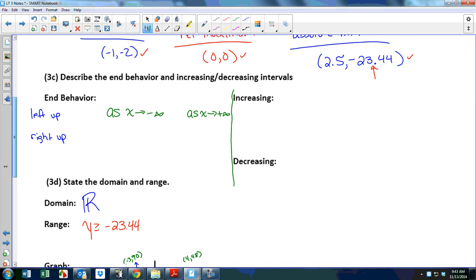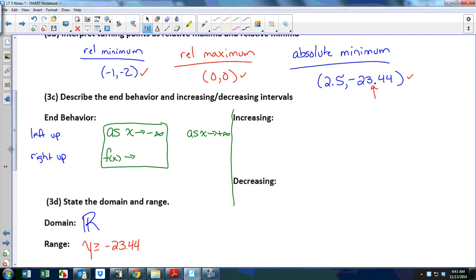Now the question, what happens on the left side? So finishing this problem, what happens on the left side? The function goes up. The function approaches up. What would up be? Positive infinity. And then to finish this one off, the function approaches positive infinity. As it goes right, the function goes up. So again, positive infinity.